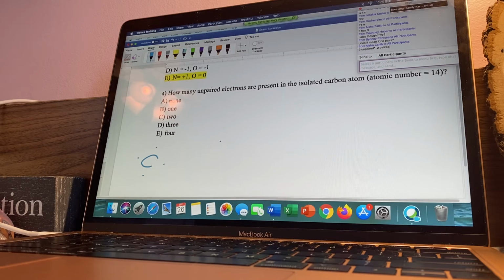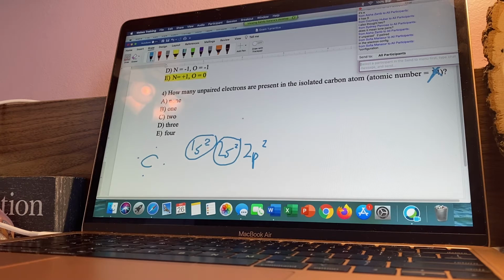So remember how you have 1s2, 2s2, and then 2p. Oh no, 4, because the atomic number, by the way, the atomic number on this is wrong. Atomic number is supposed to be 6. So you have 1s2, 2s2, 2p2, right? So in the electron configuration, you're going to have these two as paired, these two as paired, because remember, you always go from the lowest energy levels.